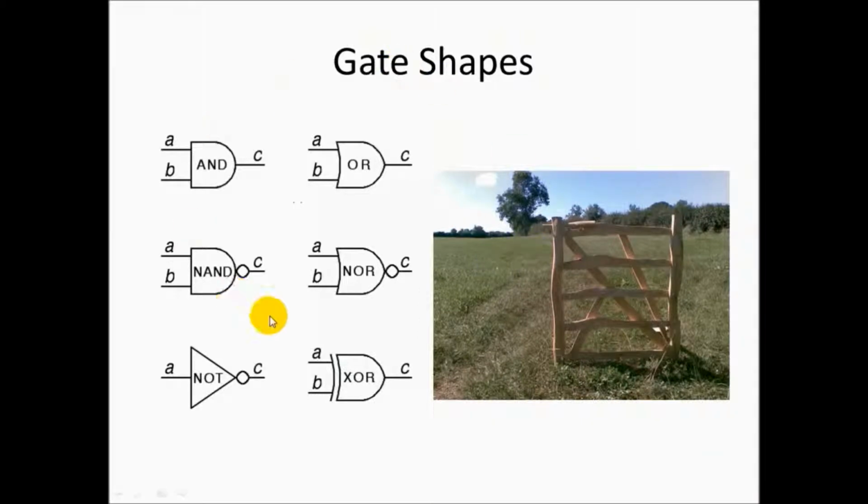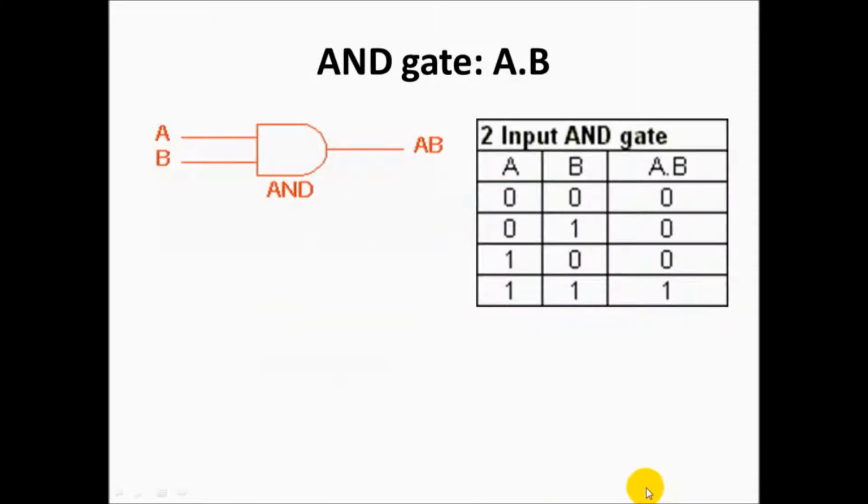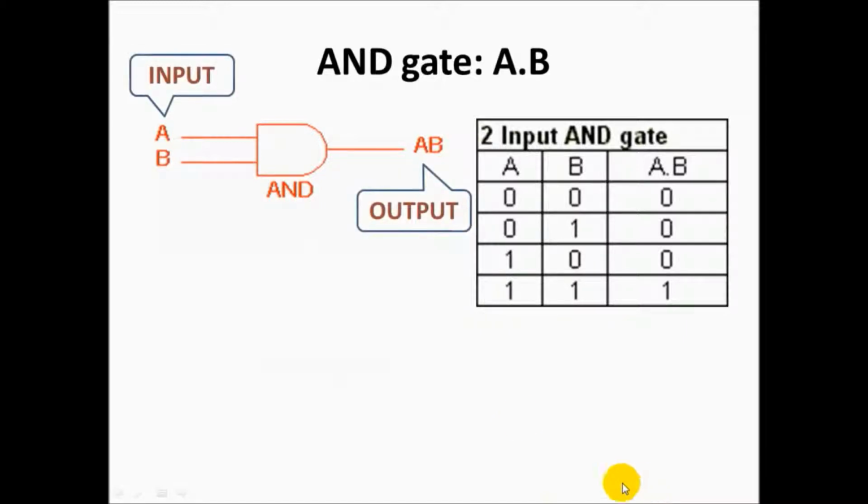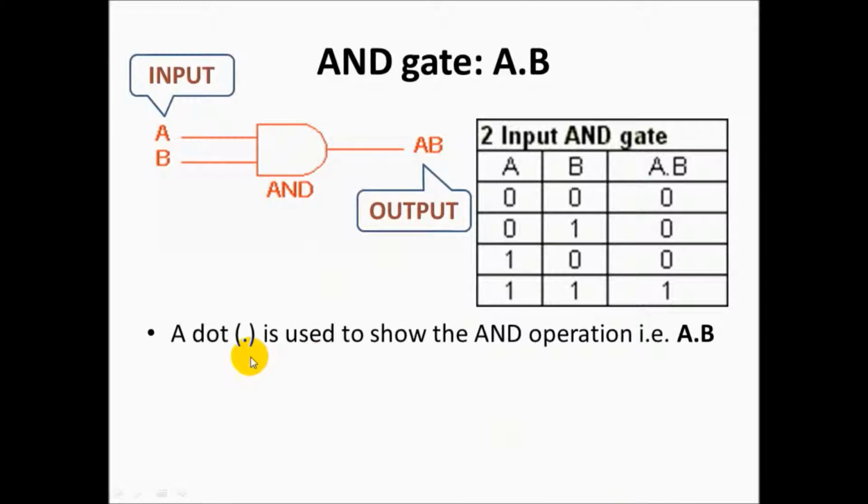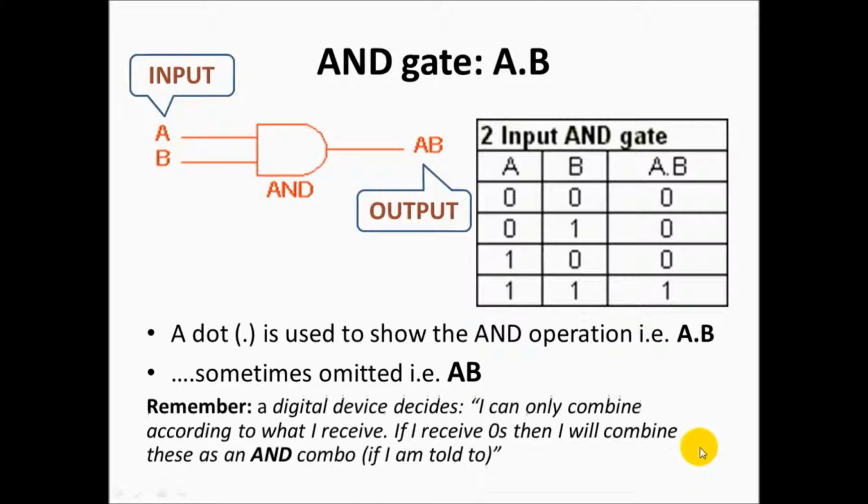A reminder of our gate shapes, because we're going into some exercises. You can pause at this stage and then we can move on. There's our AND gate. Quick recap. That's our input, that's our output. A dot is used to show the AND. We've been through that. Sometimes it's omitted altogether, by the way. And AB is also A and B.